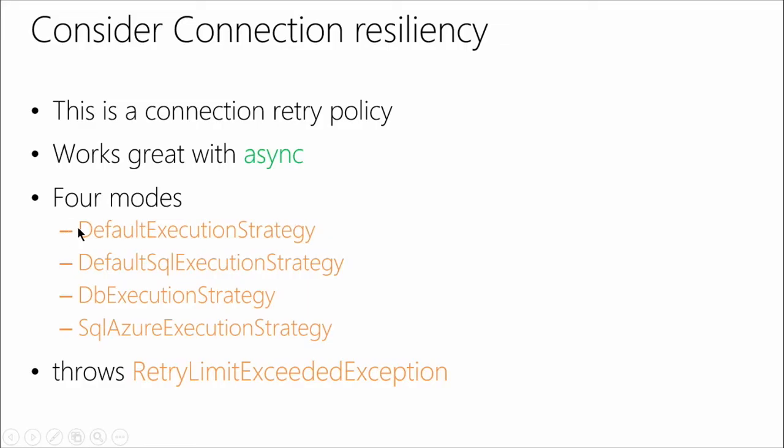And so what you can have here is 4 modes: default execution strategy, SQL execution strategy, DB execution strategy, and the one that we're going to look at today is a SQL Azure execution strategy. So these are defaults. Some of them you can override. You can say, I want you to retry this connection 5 times with a 10-second delay, for example. So you have control over how this retry is going to happen.